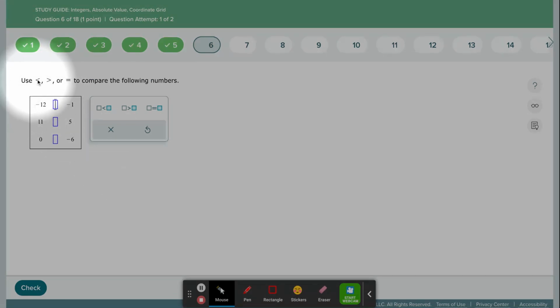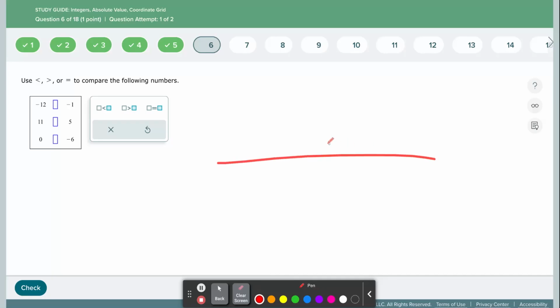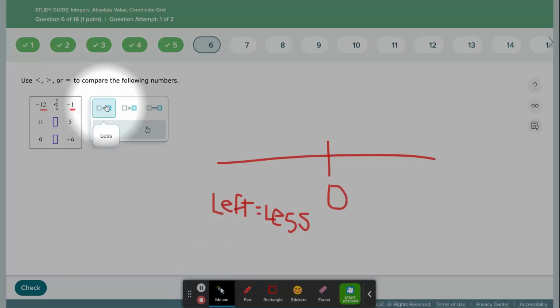Okay. Now we're using less than, greater than, or equal to to compare these numbers. So all you have to do is think about this in terms of a number line, right? If you're at 0, the further left you go, the less you have. Even though the digits themselves get bigger, right? 12 is bigger than 1. But since they're negative, you're going further left. That means you have less. If you're in debt $12, you have less money than your friend who's in debt only $1. Okay, so negative 12 is actually less than negative 1.